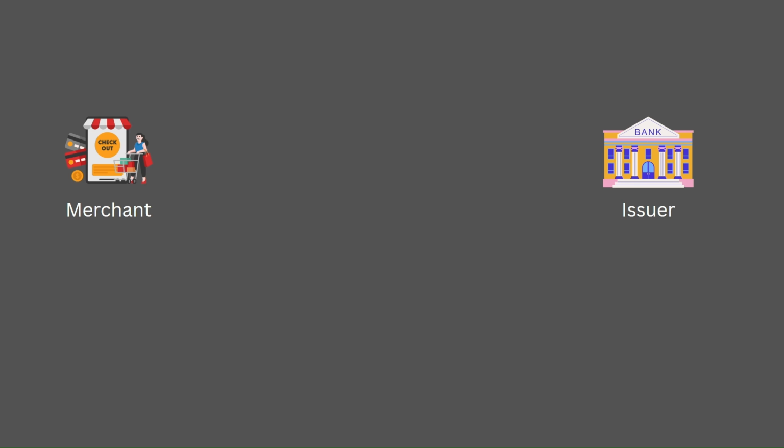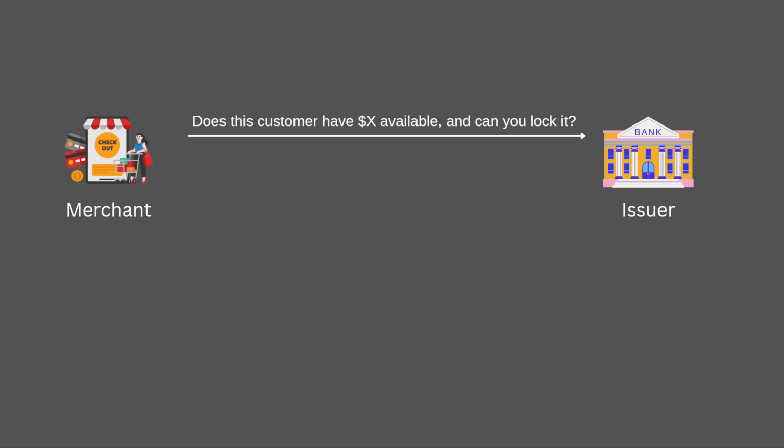So what would happen? The merchant will go to the issuer, which is the bank of the customer, and say, does this customer have X dollars available in his account? If yes, can you lock it? Now when the issuer, or the bank, receives this request, the bank will check the account of that customer and see if the customer has the required balance or not. Let's say the customer has the required balance, then it will return a response that yes, X dollars are available in the customer's account and I have locked it.